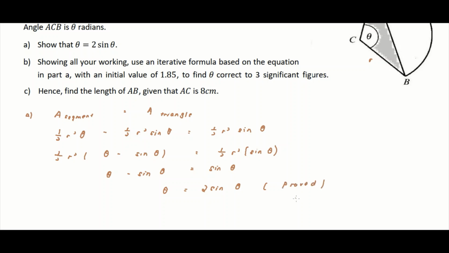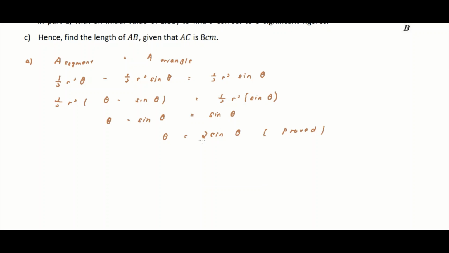Okay, so proved. So let's move on to B. Showing all your working, use an iterative formula based on the equation in part A, given the initial value, then you need to find out the theta. Okay, which means we actually need to solve this.